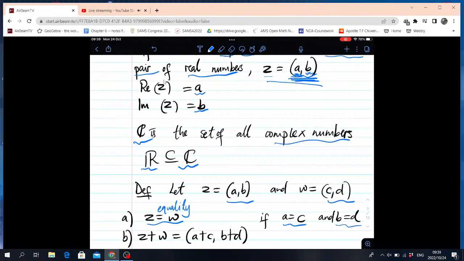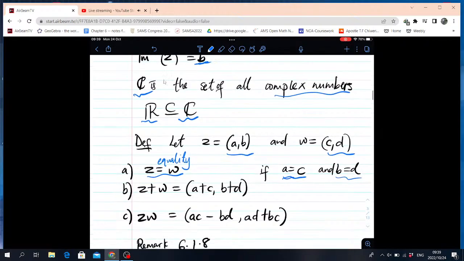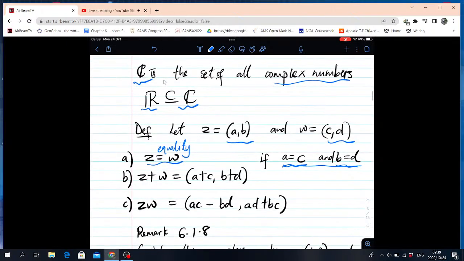So remember, the real part would be the first component, the imaginary part would be the second component. So we are saying the real part of Z should be equal to the real part of W, and the imaginary part of Z is equal to the imaginary part of W. That's what we mean. Both conditions have to be satisfied for us to say that Z is equal to W.